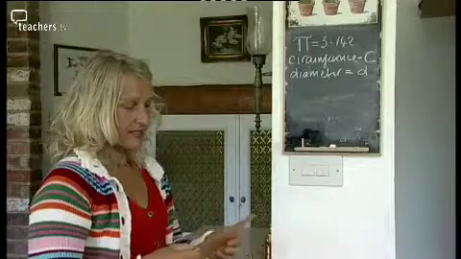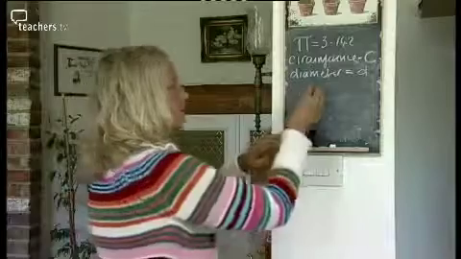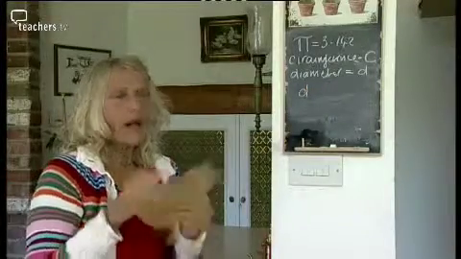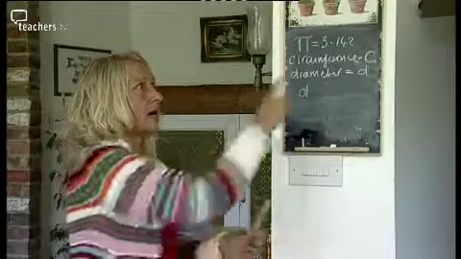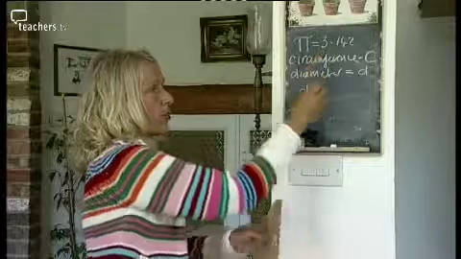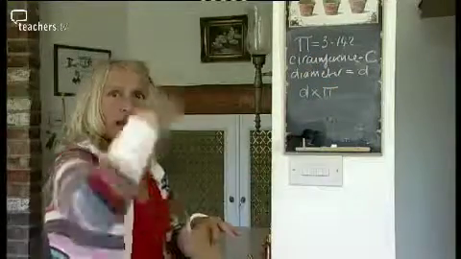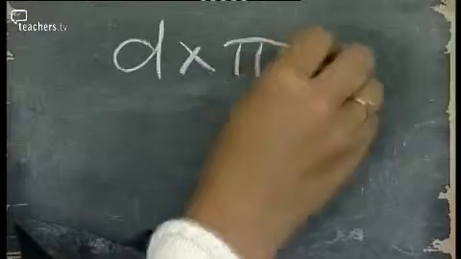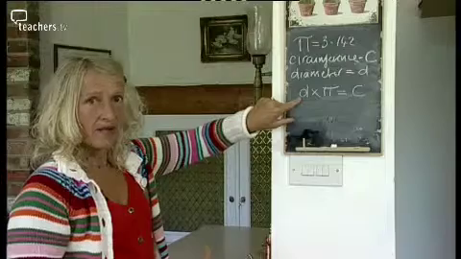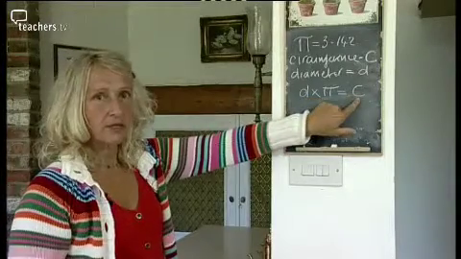Think back to that cake tin. I took the diameter and I said multiply it by about 3. And I said the number we actually wanted was pi, about 3. And that gave me the length of the circumference around my tin. So if I multiply the diameter by pi, I end up with my circumference.